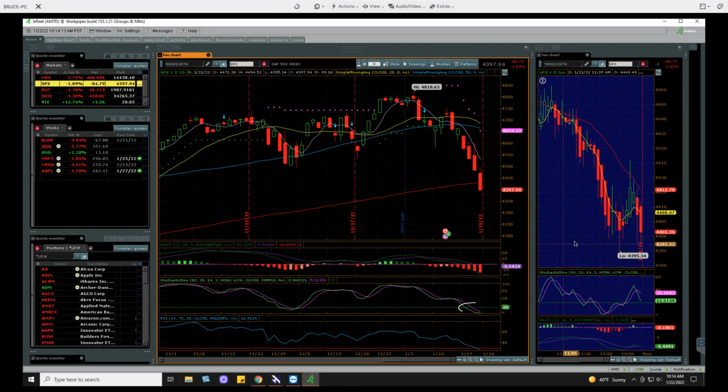There we go. So our stochastic is in fact below 20, which you can see. The other thing you can see is that green line looks like it's getting ready to cross back up above the pink line. That is a crossover, which is a bullish signal. And if those lines get just above this 20, that's a strong upward signal. So that's just another piece of information.